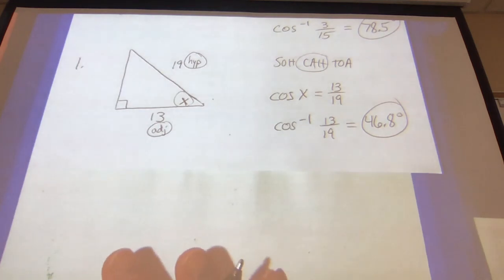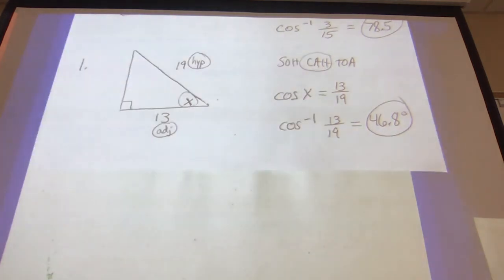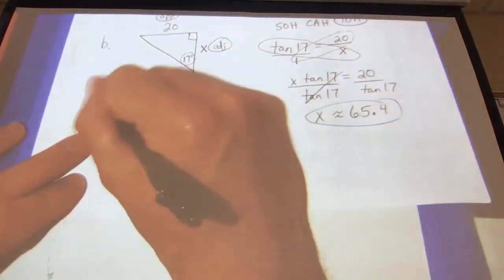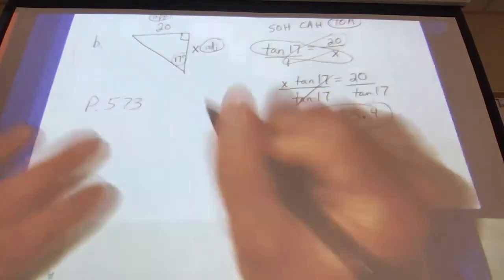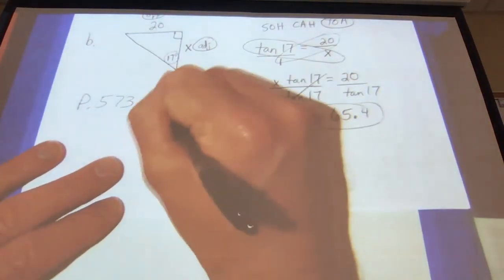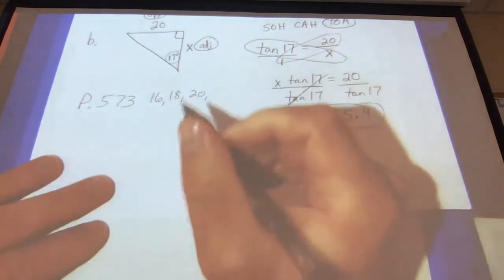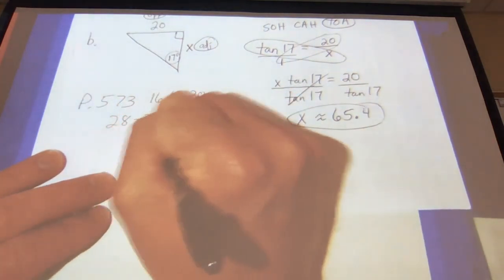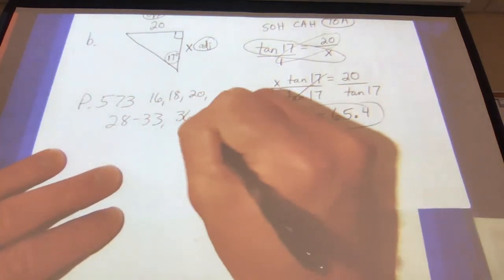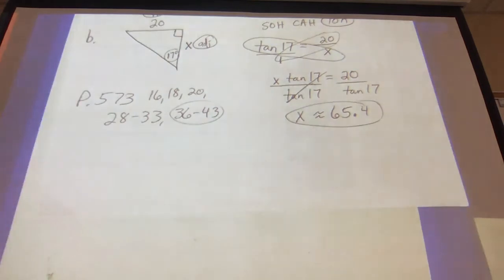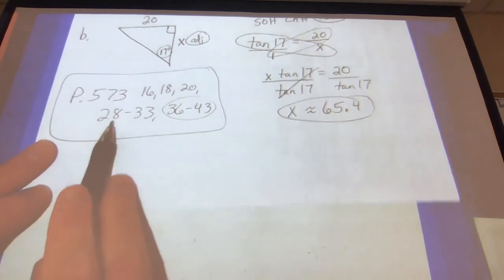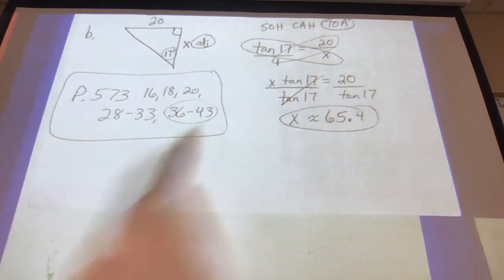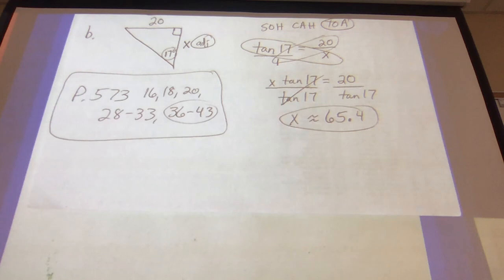Now, the assignment for this, some of you started this on Monday or Tuesday, whenever you were here, so you may have already done part of this assignment. But here's the entire thing. Let's see, we got 16, 18, 20, 28 to 33, and the new part today is 36 to 43. That's your new part today. So if you already started this back on Monday or Tuesday, just pick up where you left off and finish those problems, 36 to 43. If you didn't do it the other day, then you got the whole assignment to work on.